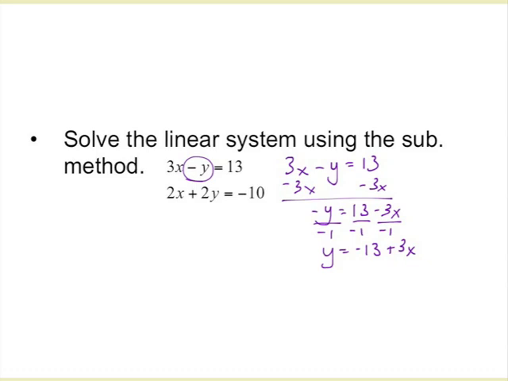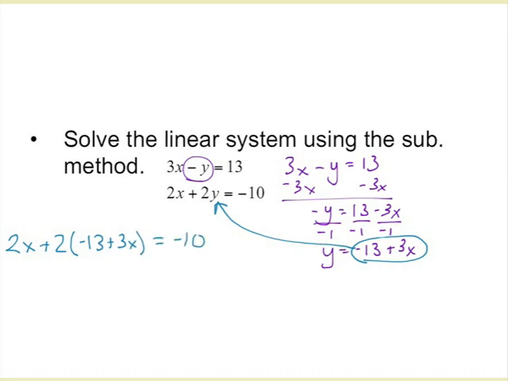So that's step 1. Pick one of the letters in one of the equations and get it by itself. Then we take what we found and plug it in, or substitute it, into the equation that we haven't used yet. So we rewrite that equation as 2x plus 2 instead of y, what we found y is, which is negative 13 plus 3x, equals negative 10. Then we solve as normal from here, distribute.